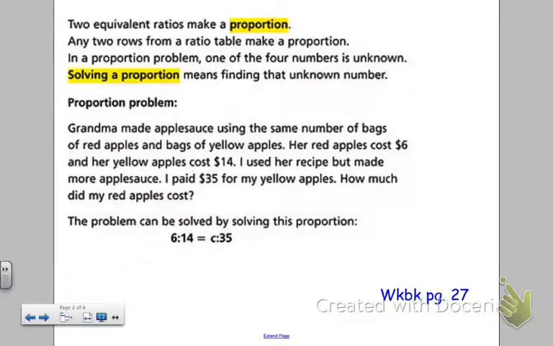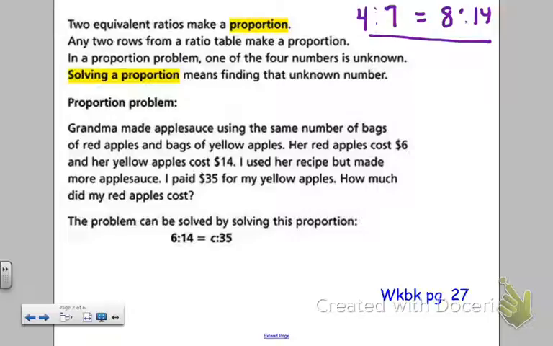So first, a proportion is when you have two equivalent ratios. So remember back to the pencils and erasers example. I brought in 4 pencils and 7 erasers every day. By the second day, I brought in 8 pencils and 14 erasers. These are actually examples of equivalent ratios, but it also is an example of a proportion because 4 to 7 is equivalent to 8 to 14. Two ratios that are equal to each other make a proportion. Any two rows from a ratio table are going to make a proportion, right? Any two rows that are equal to each other, there's your proportion.